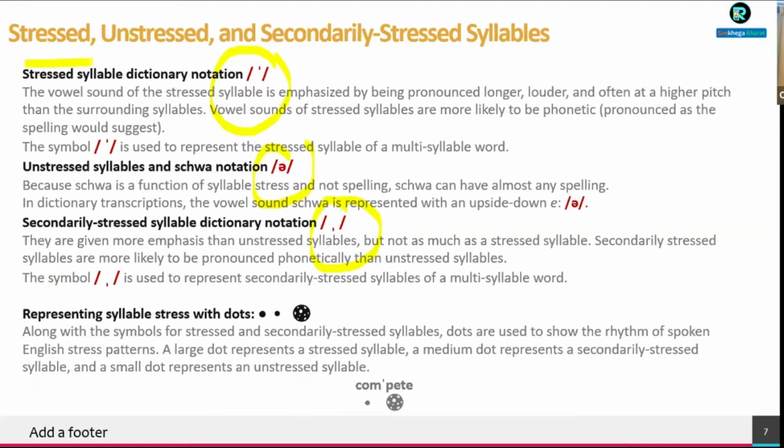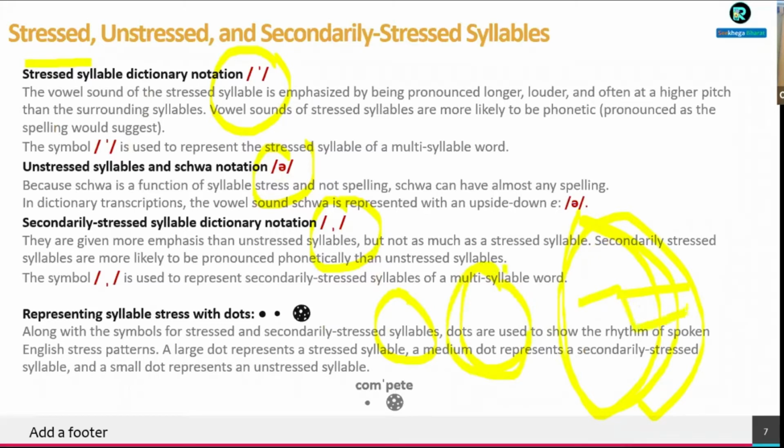So basically, there are three kinds of things: unstressed, which will be schwa, secondary stress, and primary stress. Primary stress has to be the most important thing. Then sometimes you'll find secondary stress. That means you have to stress, but a little less than this one. And these are unstressed syllables, with schwa sound.